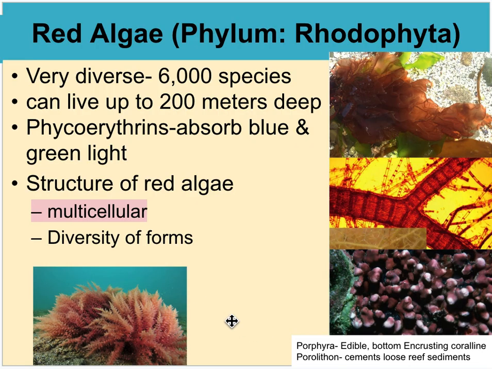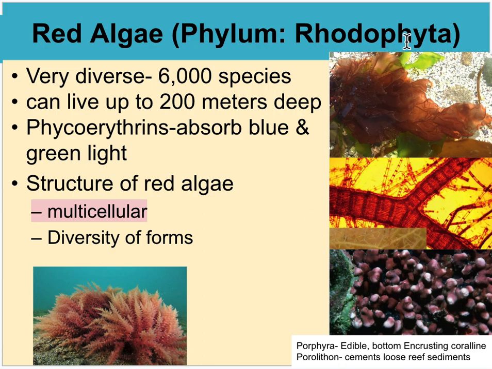So red algae is very, very diverse. There's about 6,000 different species, and they can live very deep in the water, like 200 meters. That's so deep. They also absorb blue and green light. So they're multicellular. They're very diverse in their forms. Here's a close-up of what it can look like inside, which is really cool. They're edible. I've actually eaten them before, and to me they taste like very salty carrots.